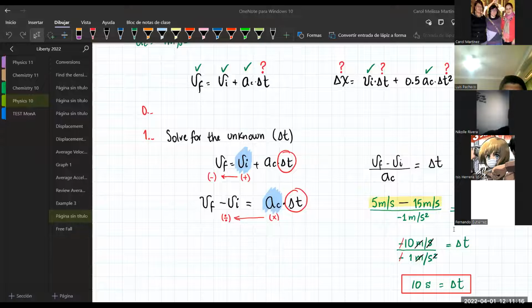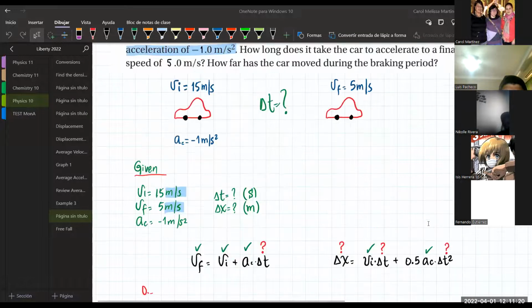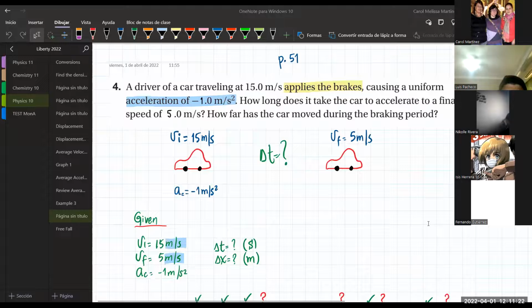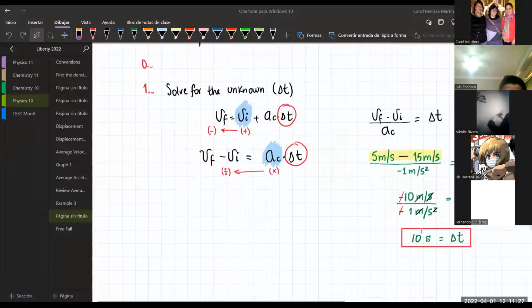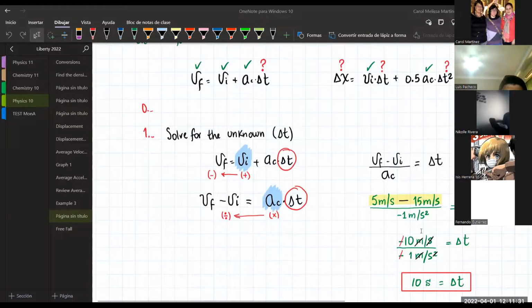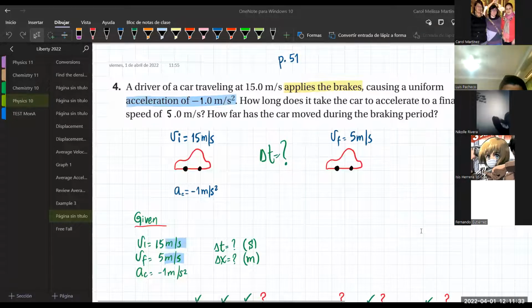So with this, we solved one part of the problem. How long does it take the car to accelerate to a final speed of 5 meters per second? Well, it takes 10 seconds to reach the speed of 5. Now it says how far has the car moved during the braking period. So for how long does the braking period occur? It occurs for 10 seconds. So how far has the car moved?